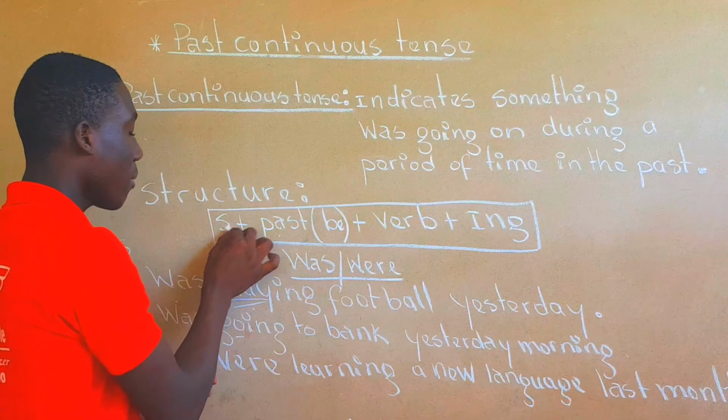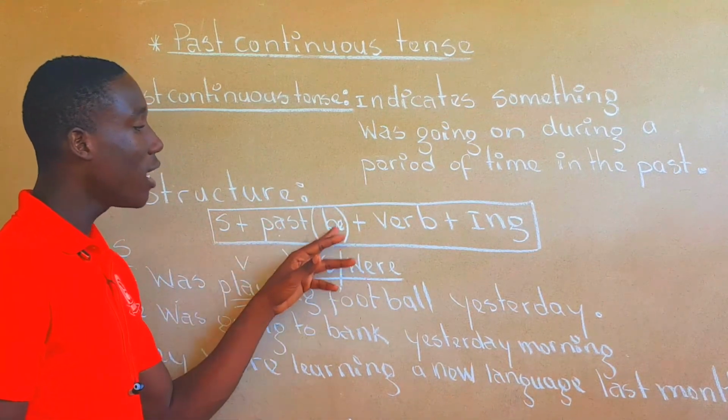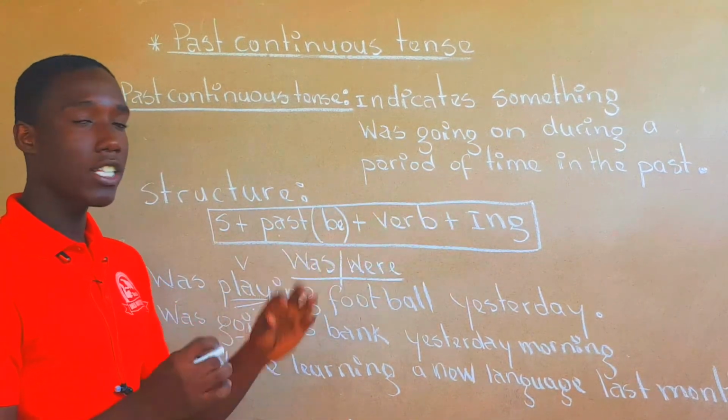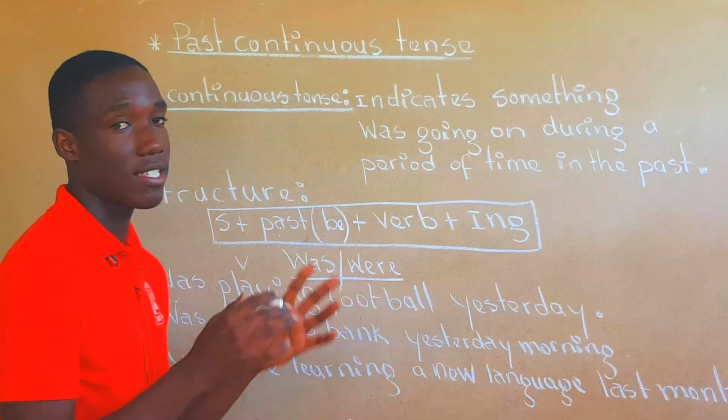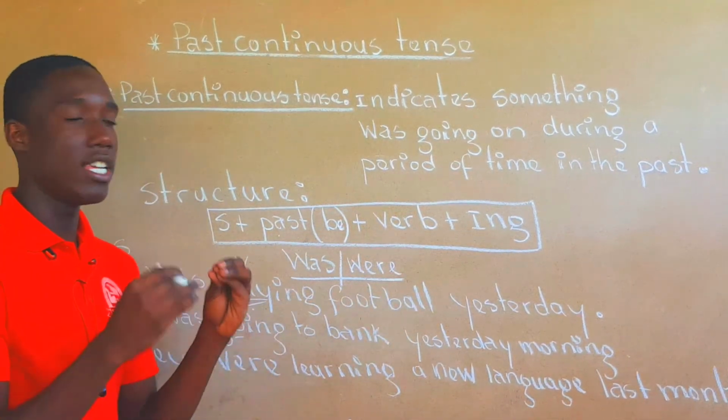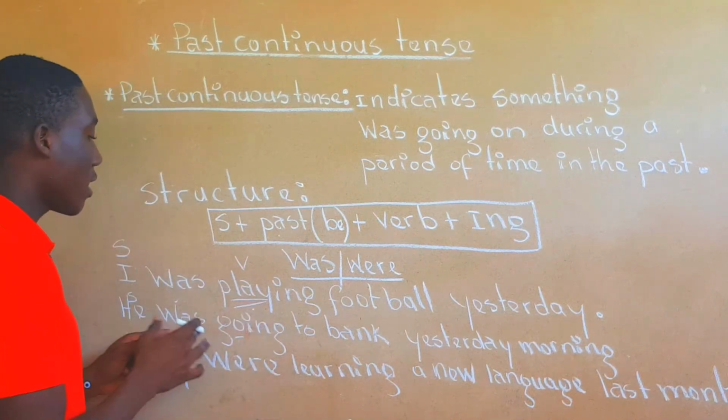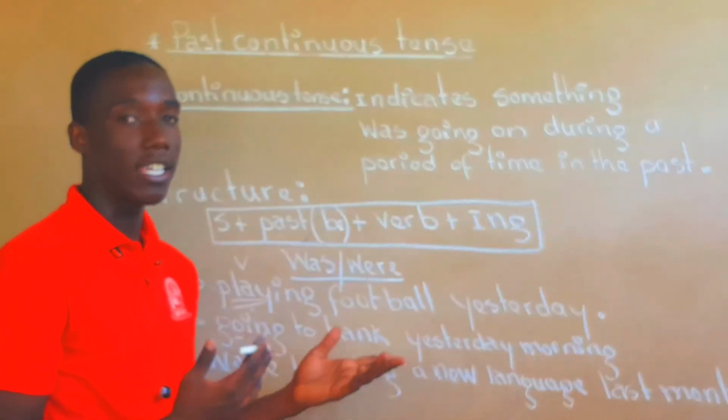Is subject plus past of the verb to be plus the verb plus ing form. And I say, I was playing football yesterday. For he, I say, he was going to the bank yesterday morning.